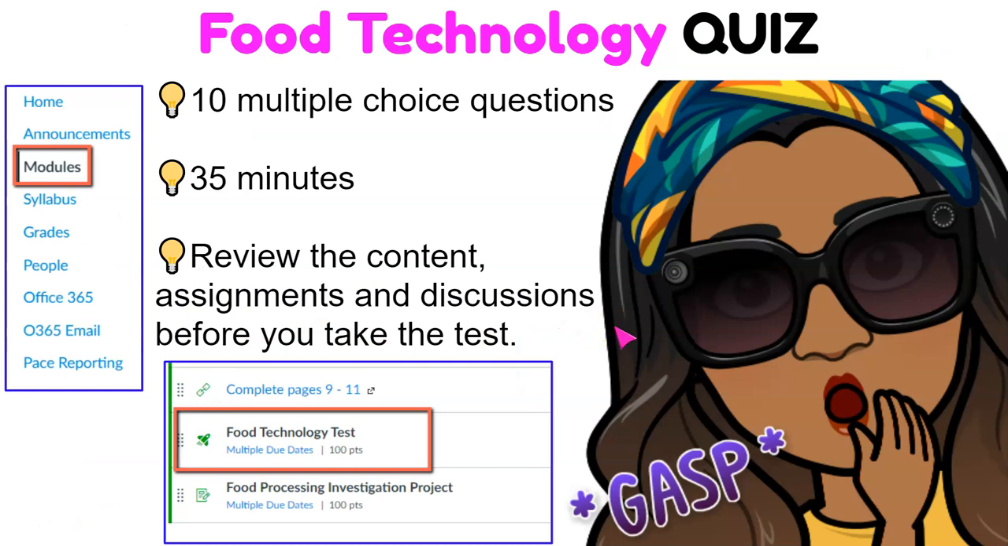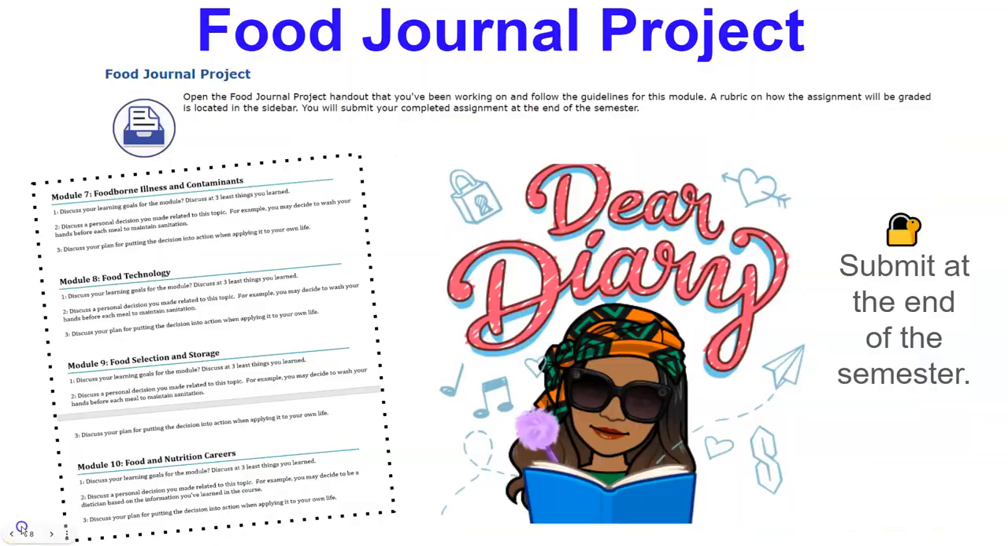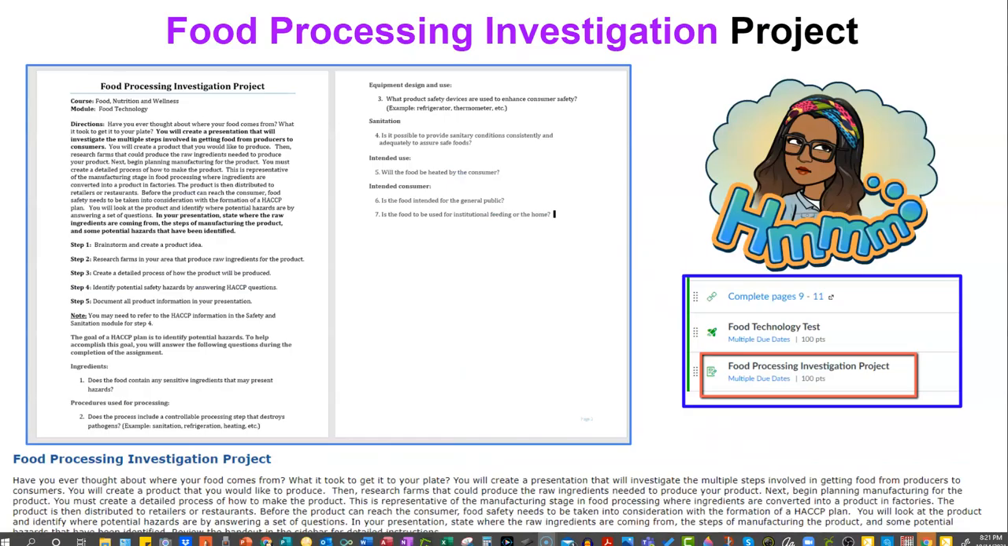As always, you have a quiz at the end of every single module. So you have your food technology quiz that you can find under the modules tab, and there it is here. This quiz consists of 10 multiple choice questions. You're going to be given 35 minutes to take the quiz. Please make sure that you review your content, assignments, and discussions before you take your quiz. That's super important. Next, let's take a look at the food processing investigation project.